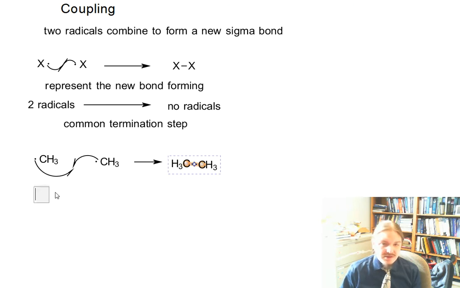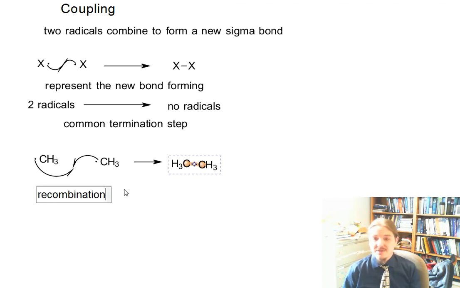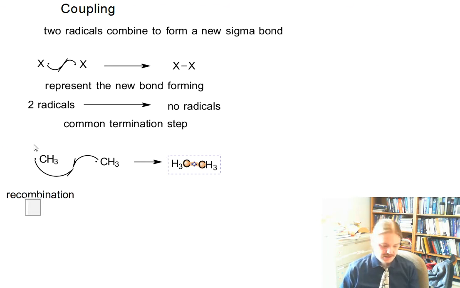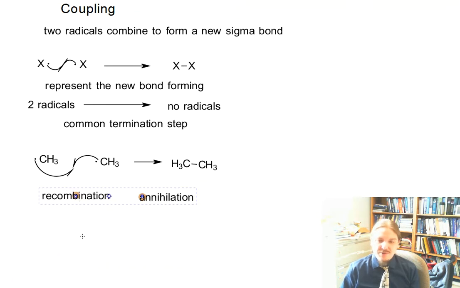Because of this process where two radicals come together or combine to form a new sigma bond, some people will call this type of mechanism step recombination or annihilation, as in you are annihilating radicals. You have two radicals, you go to no radicals. And to make it sort of synonymous with the process by which matter and antimatter come together.